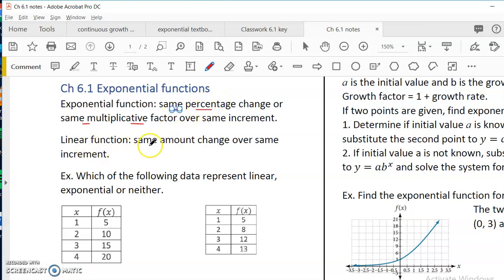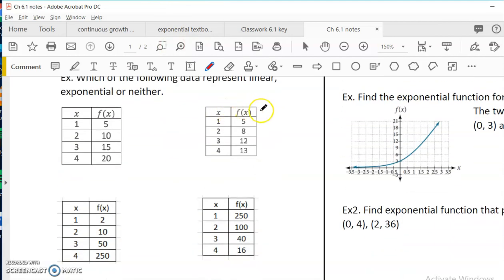A linear function has the same amount of change, not the same percentage. So you add the same number. For exponential, you multiply by the same number. We'll illustrate this by looking at these four functions. They all have the same incremental increase in x. So add 1, add 1, add 1, and all the x's add 1.